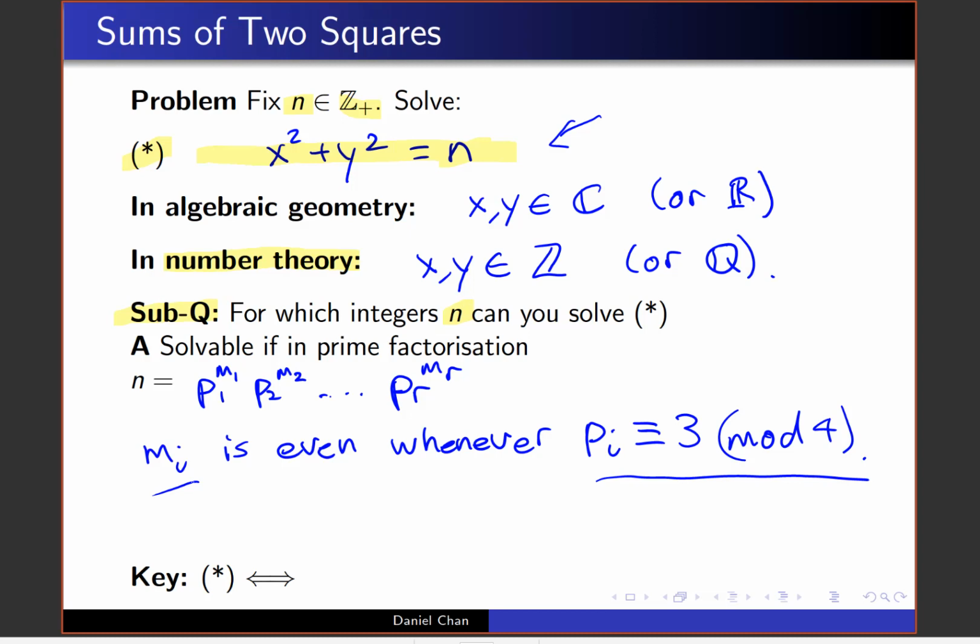The reason why that occurs is the following. If you look at this equation here, star, you can rewrite it. So that's n equals, and I'm going to rewrite the x squared plus y squared as x plus iy times x minus iy.